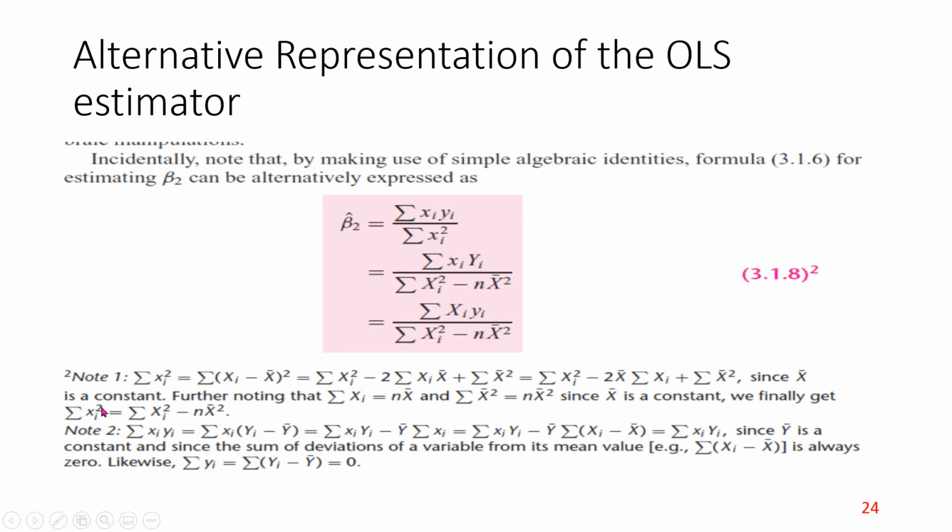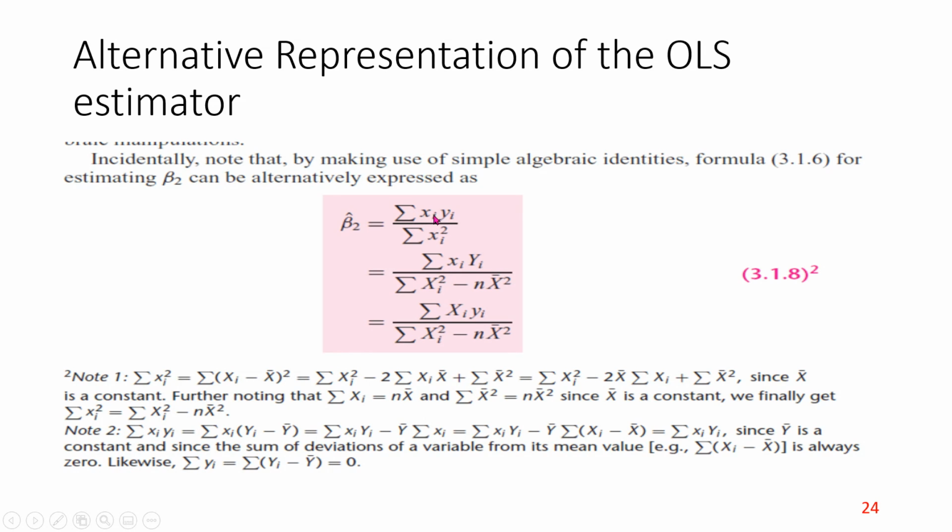So sum of small xi square is equivalent to saying sum of capital Xi square minus n times x bar square. So we have this second form which is written here. So the denominator is settled, and now we have to settle the numerator part. So what's written here, that whether we write small xi and small yi, it is equivalent to writing small xi and capital Yi. So let's see how is that possible.